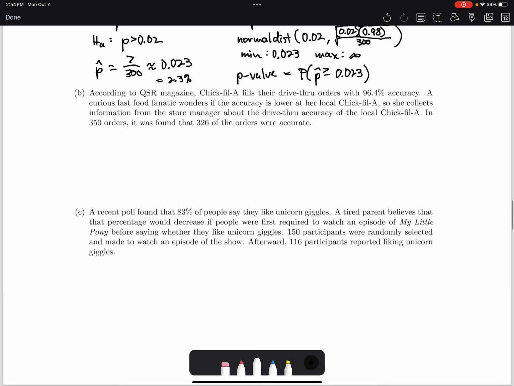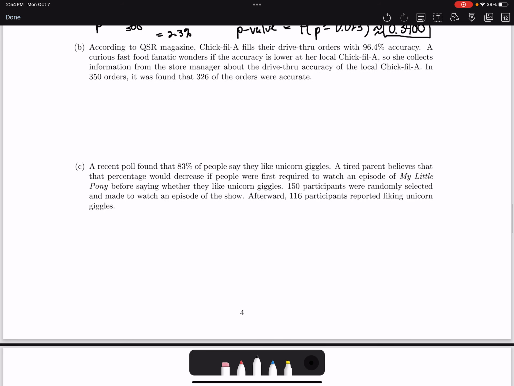Okay, part B. It says, according to QSR magazine, Chick-fil-A fills their drive-through orders with 96.4% accuracy. A curious fast food fanatic wonders if the accuracy is lower at her local Chick-fil-A, so she collects information from the store manager about the drive-through accuracy of the local Chick-fil-A. In 350 orders, it was found that 326 of the orders were accurate.